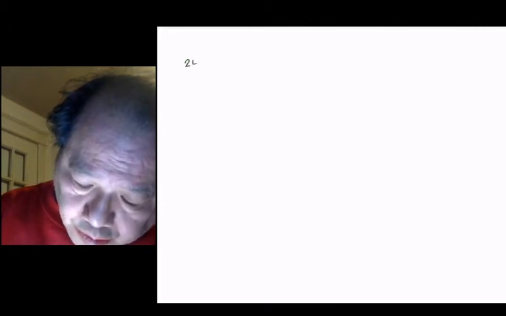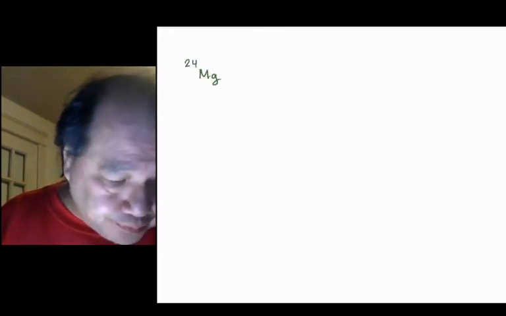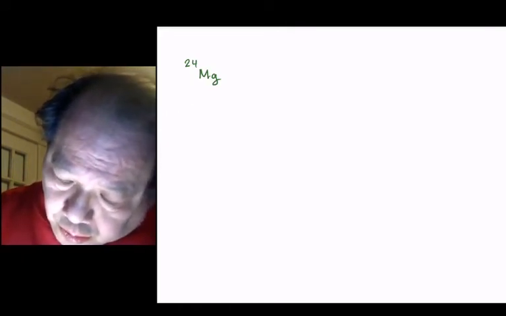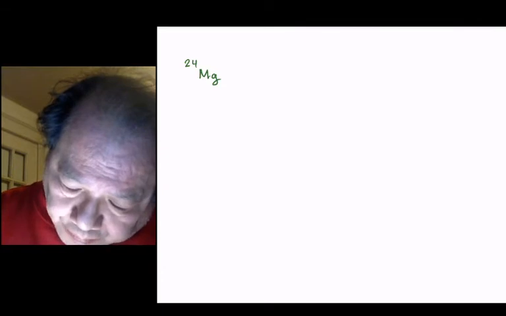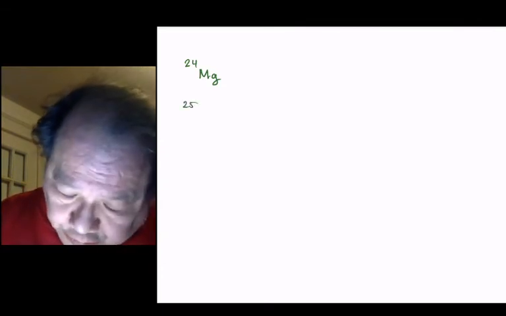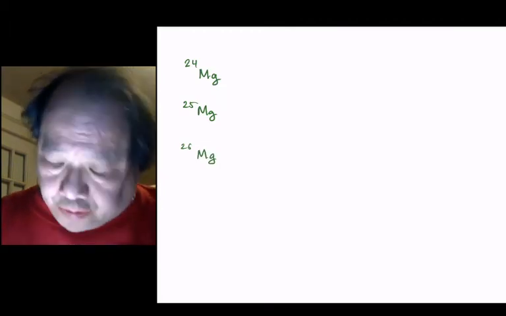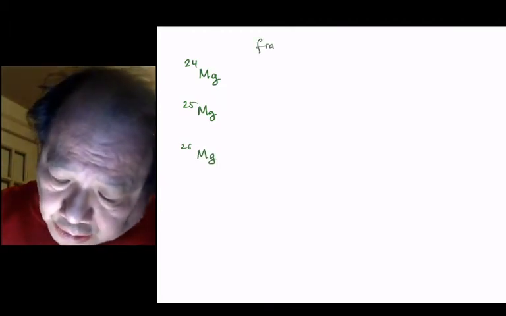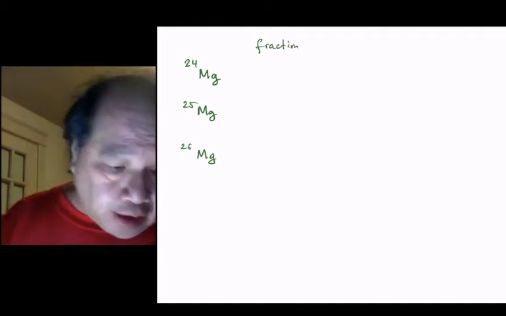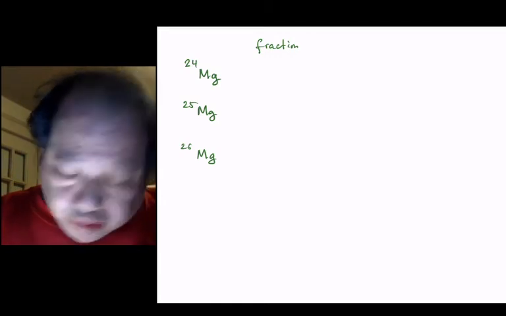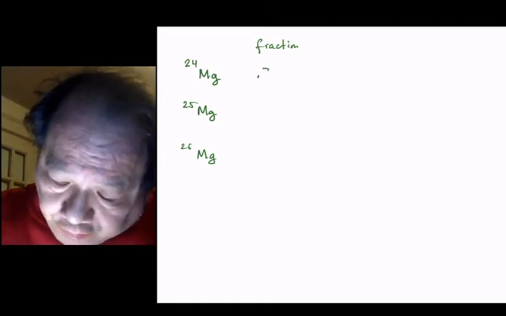So magnesium has, and we'll do the problem like this, it has 3 common isotopes: 24 magnesium, 25 magnesium, and 26 magnesium. And this time we're going to do the problems very carefully, not just give you approximately the masses. I'll give you exactly, to many significant figures, the masses. The fraction of magnesium naturally, that's 24 magnesium, is 0.7899.